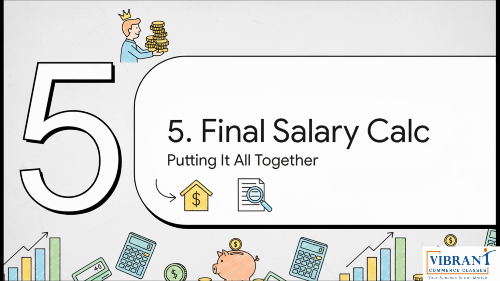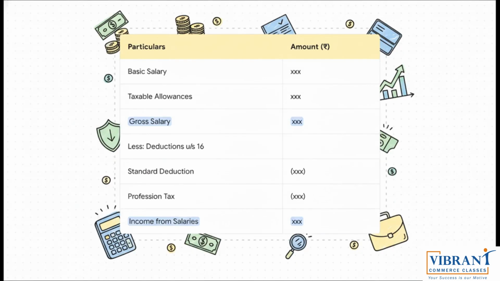All right, time to put all the pieces of the puzzle together and see how we calculate the final taxable salary. This is the exact format you should be using in your exams. So, as you can see in this table, the whole process is laid out. You start with your basic salary. You add all your taxable allowances to that, which gives you your gross salary. Then, from that gross salary, you subtract those deductions under Section 16. And voila! The final number you're left with is your taxable income from salaries.